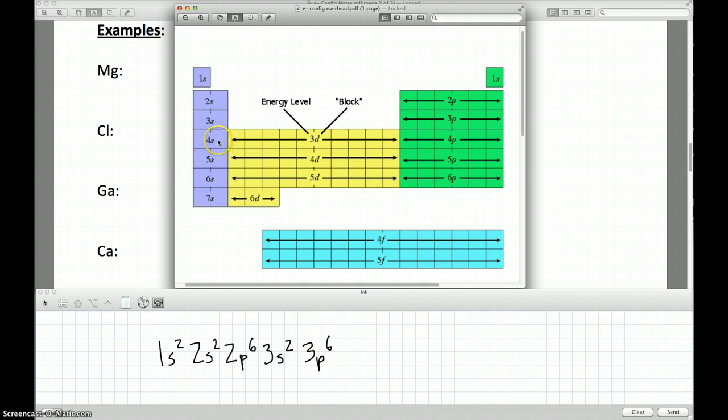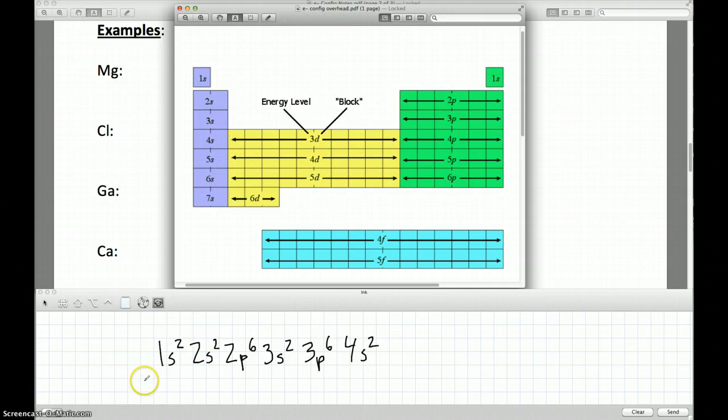And then again, calcium, Ca, is right here, fourth row, second box in. So 4s, and it's a second box, so 4s2. If I had done potassium, which is right here, 4s1, the first box is 4s, I would have written 4s1. But since calcium's the second box, I wrote 4s2.